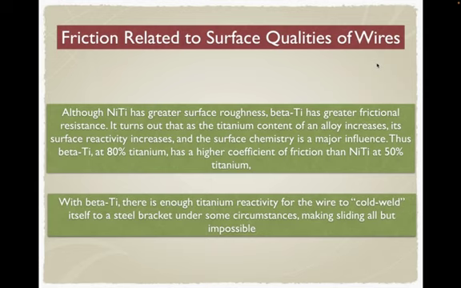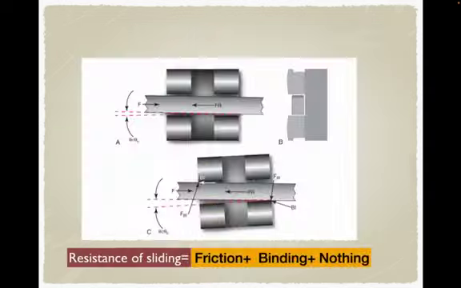And why is that? It's because of something we call surface activity. Nickel-titanium has 50% titanium, while beta titanium has 80% titanium. So we have more titanium in the beta titanium alloy compared to nickel-titanium. That higher titanium composition helps the wire cold weld itself into the bracket, which makes the sliding more difficult. So as we mentioned, friction is important, but the chemical surface activity also has a role to play.